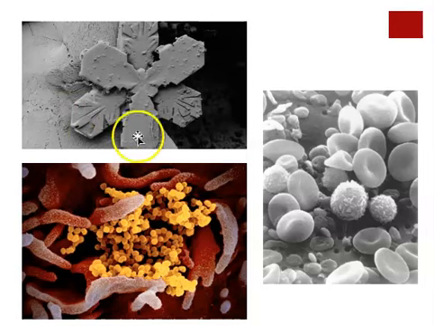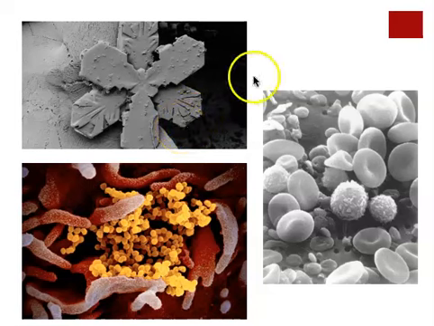Up at the top here on the left-hand side, yes, this is a snowflake, an individual snowflake. And as you can see, I can see the details of the surface of this object very, very clearly. I can't see inside the snowflake, but I can see its surface very, very clearly.